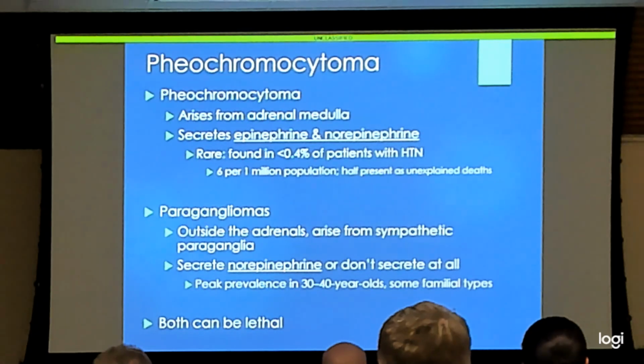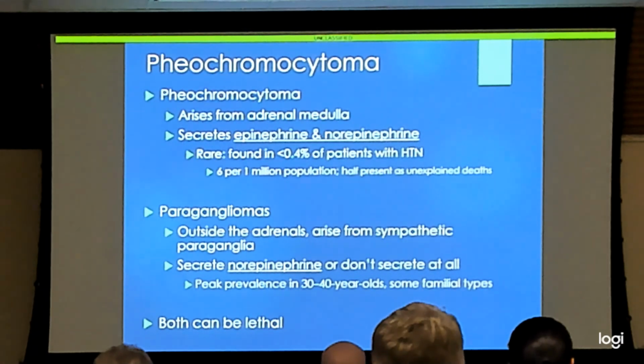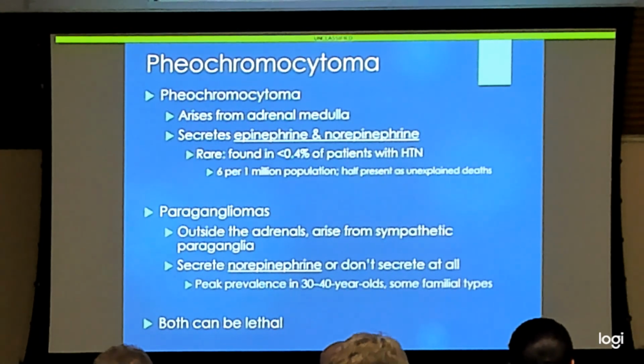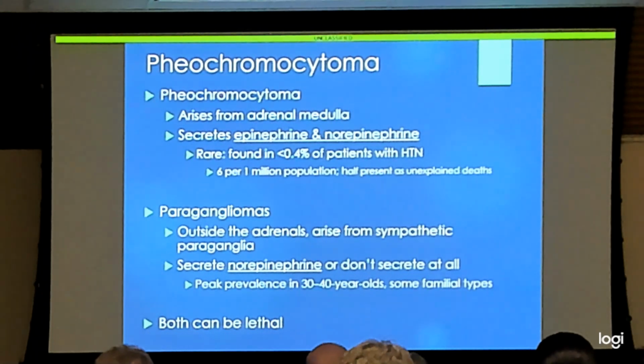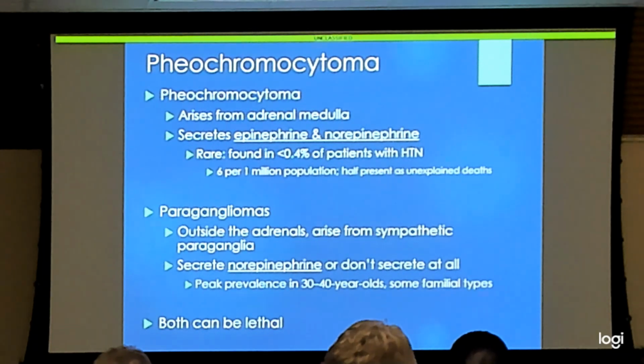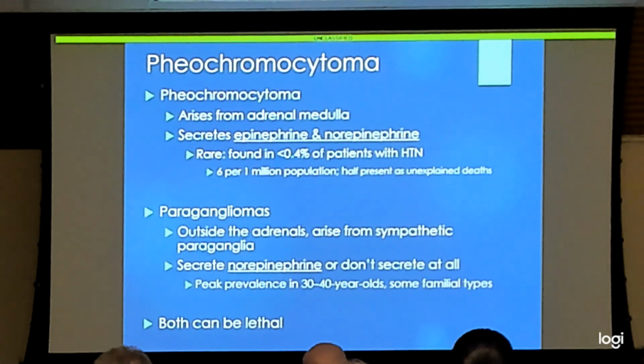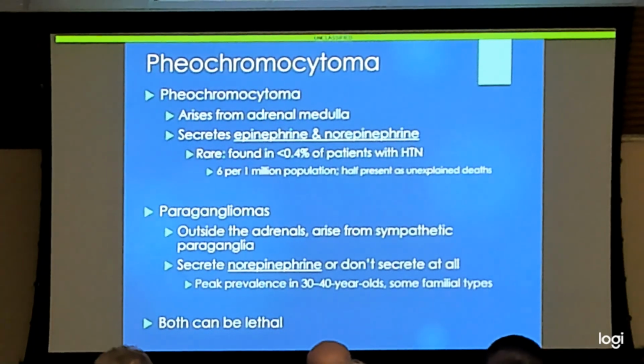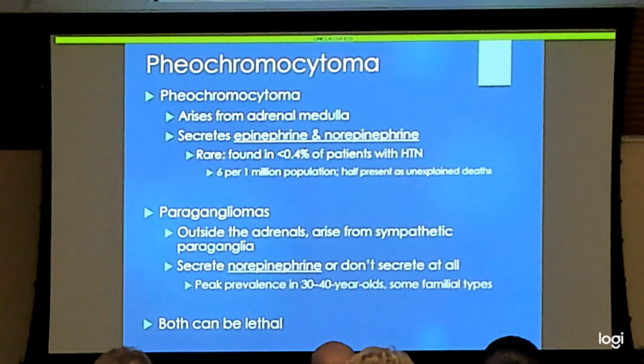So paragangliomas, you kind of think about it as looking like a system along where your lymph node system is. Don't worry about it. I used to have a picture of it. But basically, this is outside the adrenal glands, and the difference is this one only secretes norepi. So before, this is epi and norepi as far as pheochromocytoma. Paragangliomas is only norepi if you care about that. When I give you the quick story, that'll make better sense.